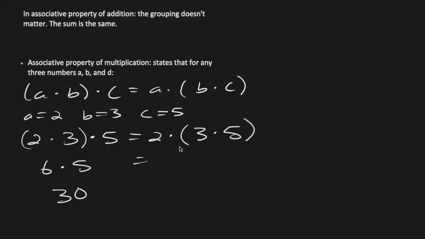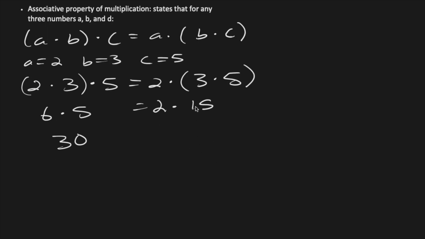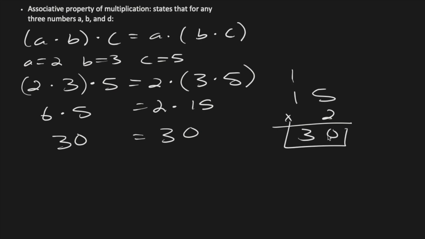Okay, now let's do this side. Let's bring down the 2 times 3 times 5 equals 15. And 15 times 2 is also equal to 30. You want to double check that? See, 5 times 2 is 10. 2 times 1 is 2, plus the 1 on top, that is 30.